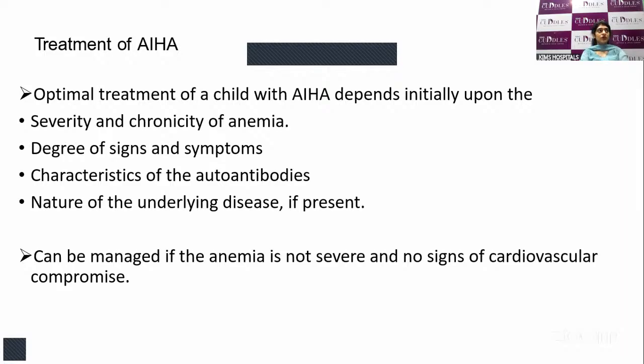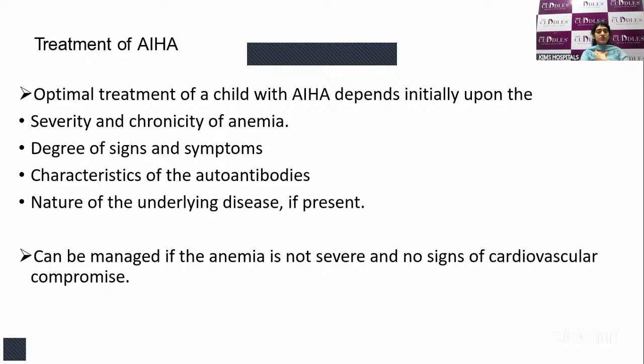Sometimes all of these tests are not necessary. Sometimes, clinically, a lot of things you can find out just by how the disease is progressing or how the child is presenting. So once you come to a conclusion, then you have the treatment. First, you have to give optimal treatment to a child with AIHA. It depends initially on the severity and chronicity of anemia, degree of signs and symptoms, characteristics of the autoantibodies, and nature of the underlying disease if present.